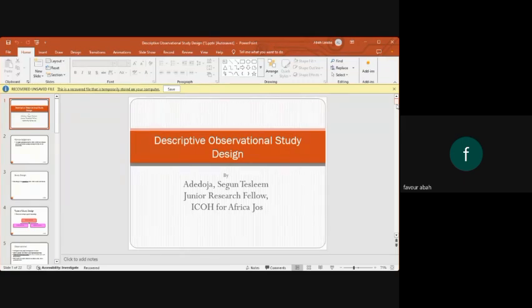So the directional hypothesis is one-tailed. That is, there's a direction to it. While the non-directional hypothesis is two-tailed. There's no direction to it. And he gave us lots of examples from his last session.